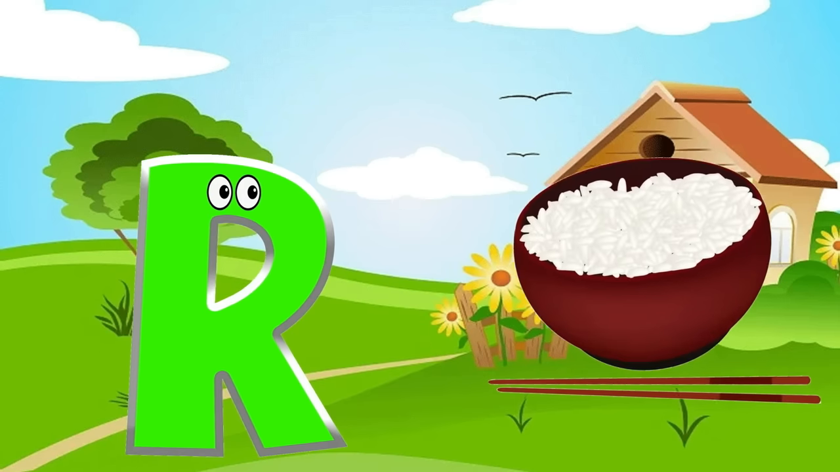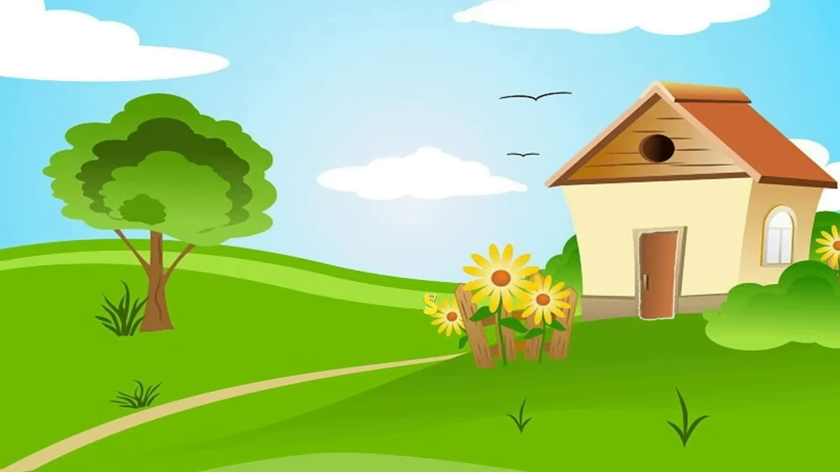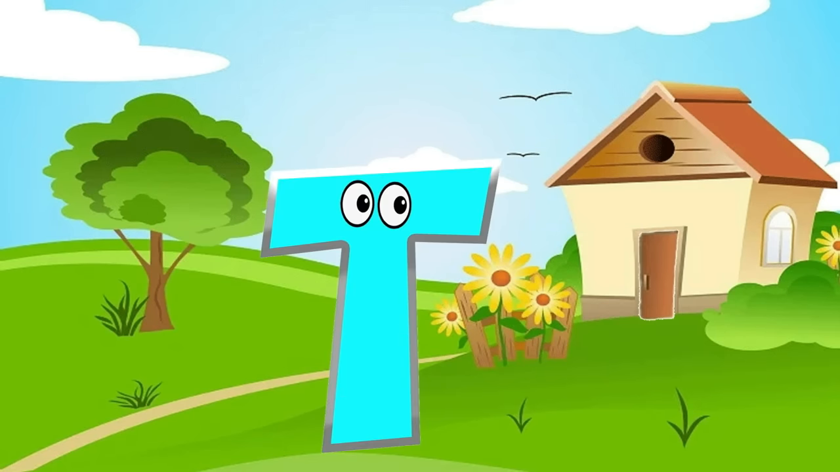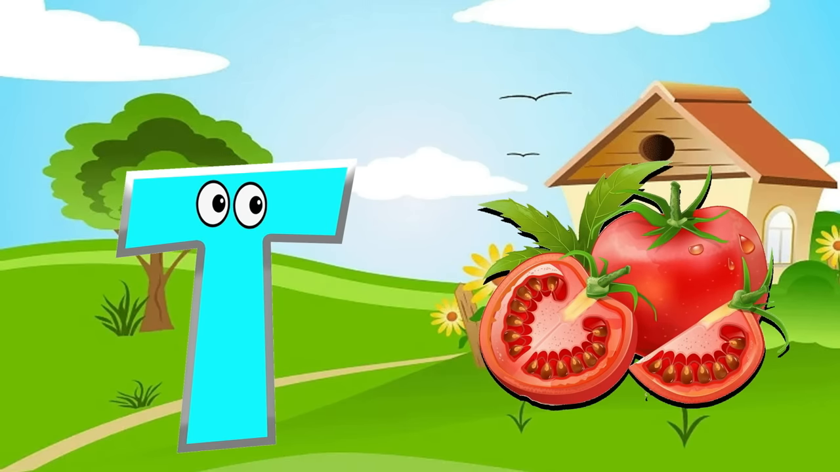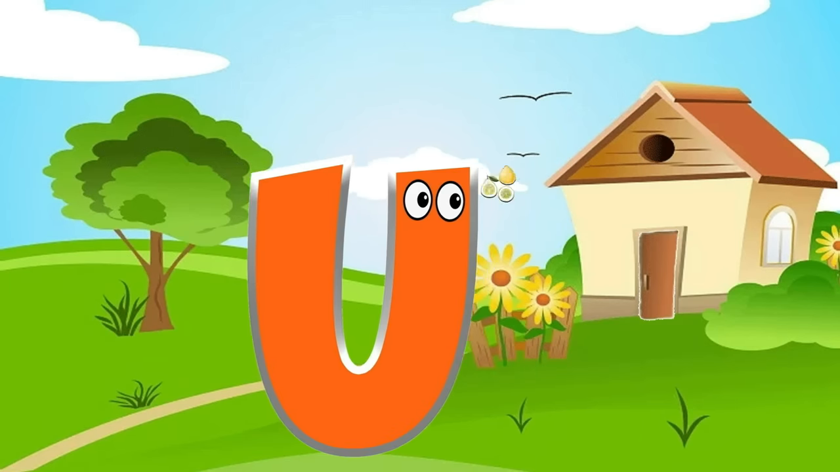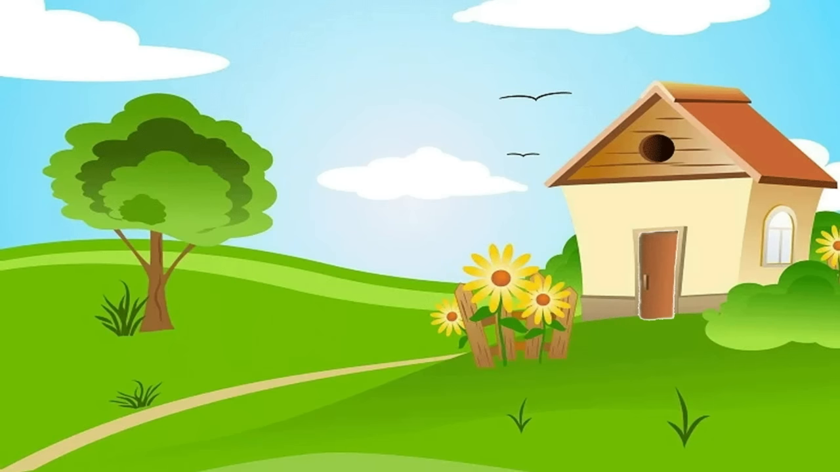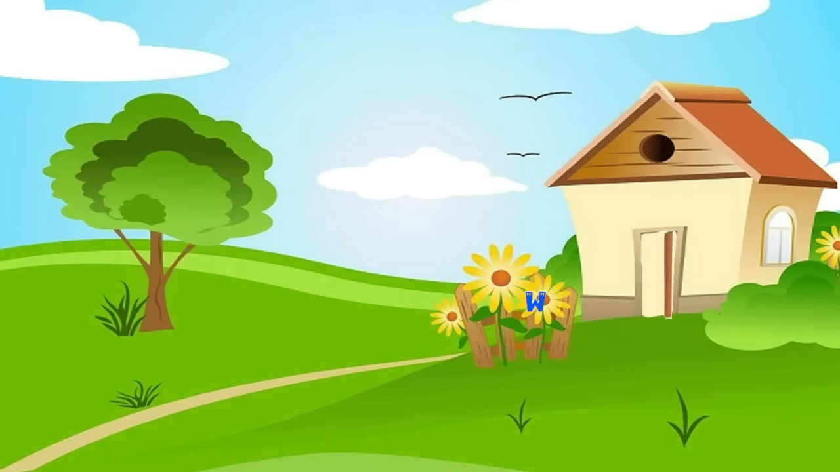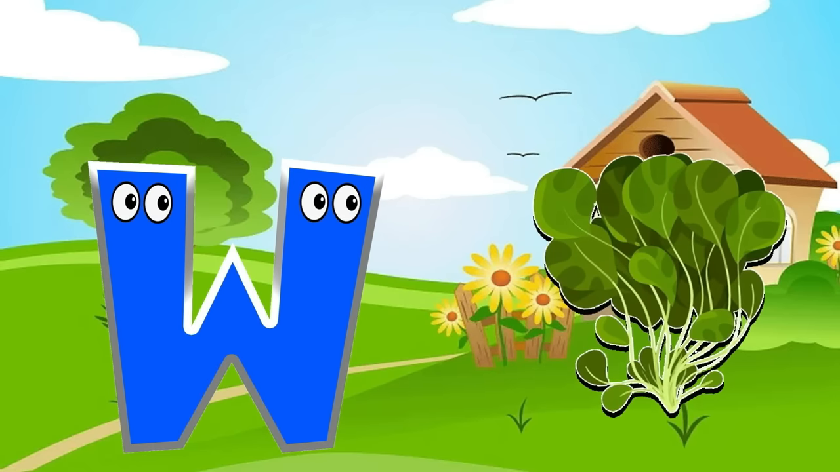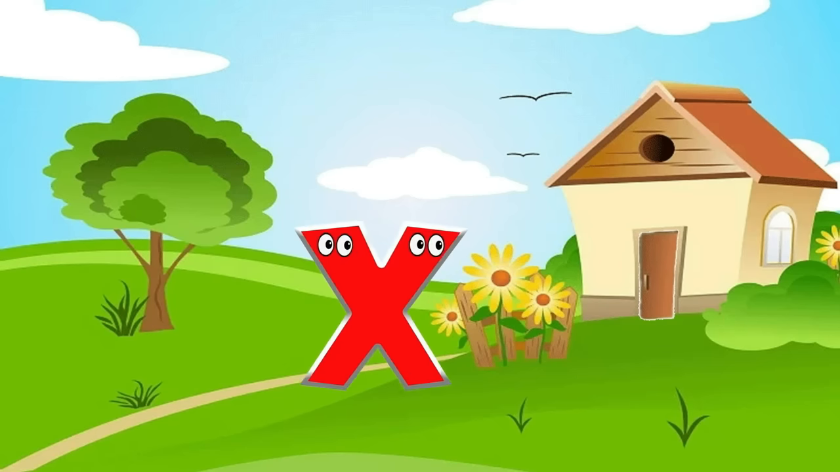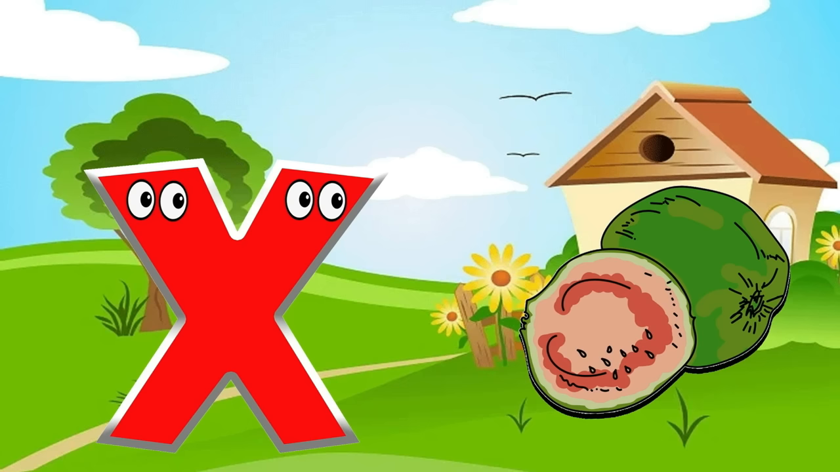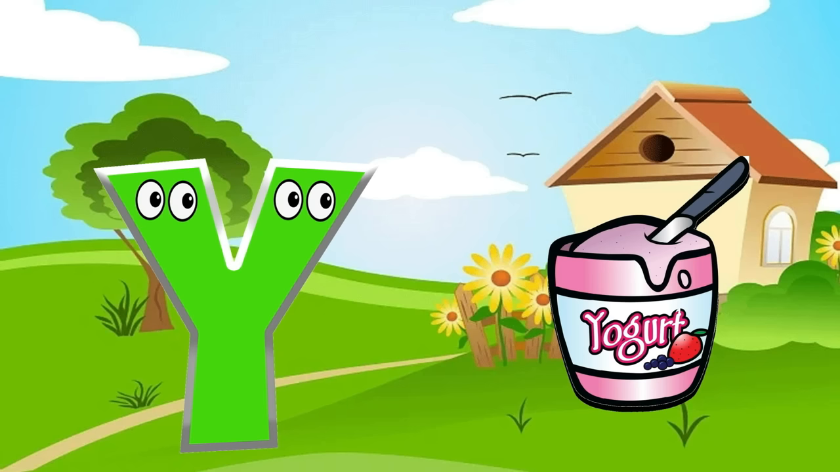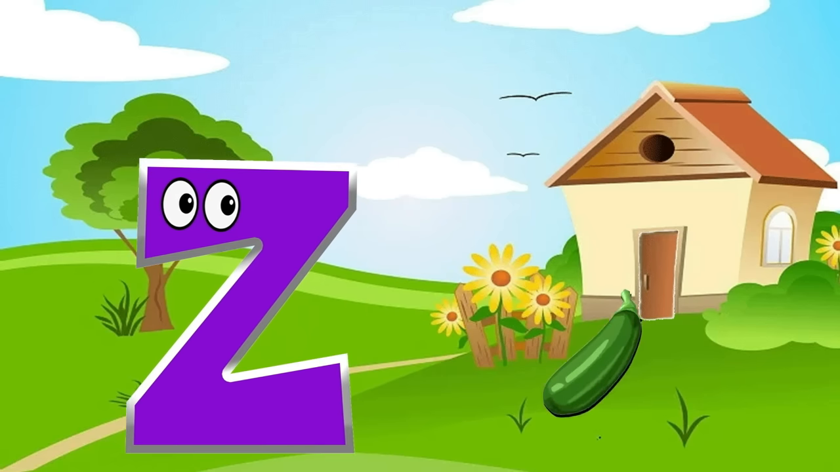R, rice. S, strawberries. T, tomatoes. U, ugly fruits. V, vanilla. W, watercress. X, zebra. Y, yogurt. Z, zucchini.